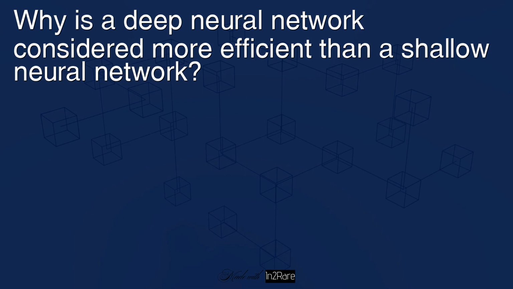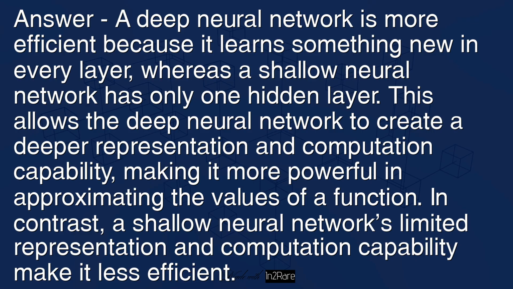Why is a deep neural network considered more efficient than a shallow neural network? Answer: a deep neural network is more efficient because it learns something new in every layer, whereas a shallow neural network has only one hidden layer. This allows the deep neural network to create a deeper representation and computation capability, making it more powerful in approximating the values of a function. In contrast, a shallow neural network's limited representation and computation capability make it less efficient.